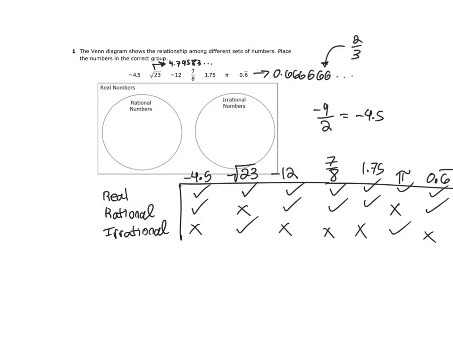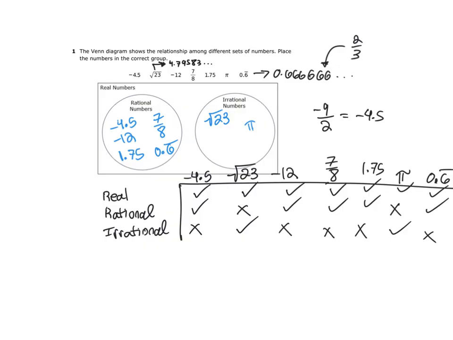All right, now we should know where each of these belongs. Let's go ahead and place them. All right, negative 4.5 is going to go in here. The square root of 23 is going to go over here. Negative 12 will be over there. 7/8 will be here. 1.75 will be here. Pi is going to be in the irrational side. And 0.6 repeating will be on the rational side.